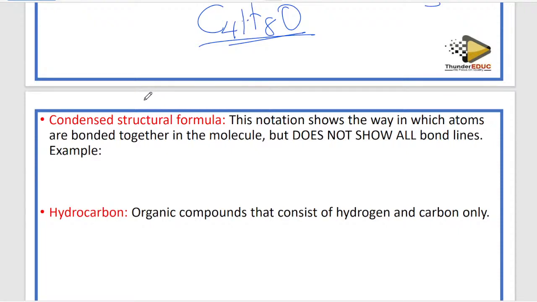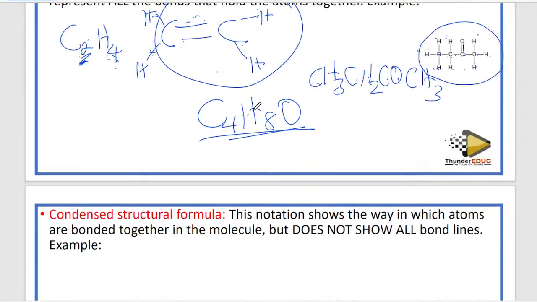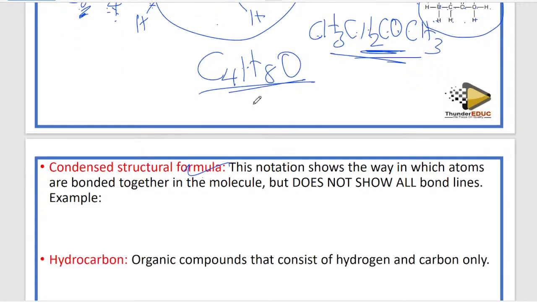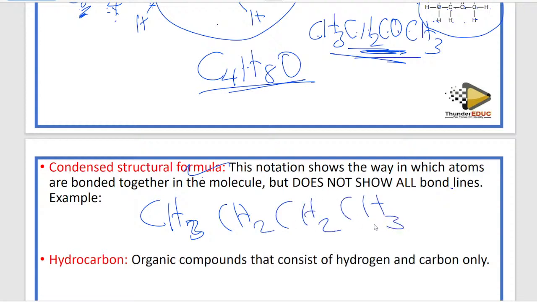So in other words, we have shown you how to write the condensed structure formula. This is the condensed structure formula. That's what they are trying to show you. It does not show all the bonds. You see, it doesn't show those bonds. It shows the number of atoms, CH3, CH2, CH2, CH3.